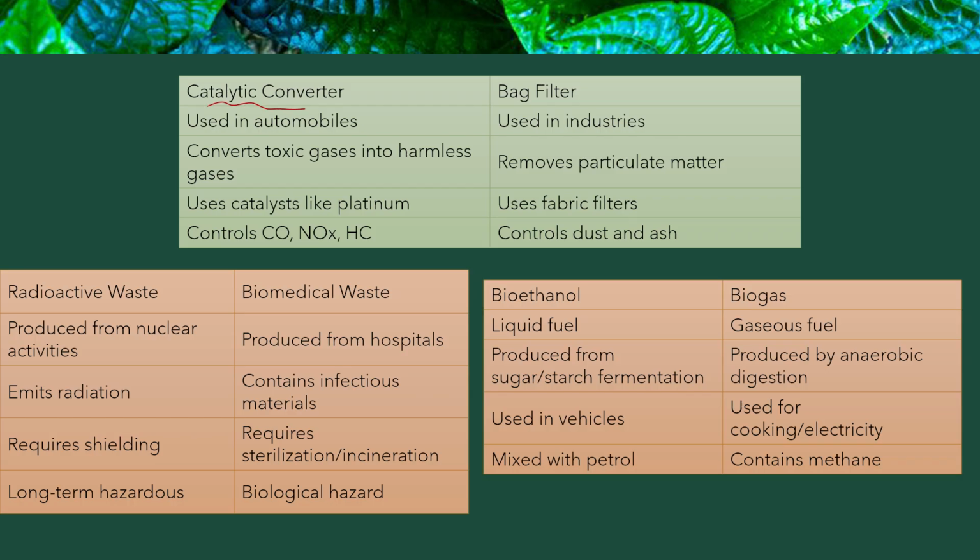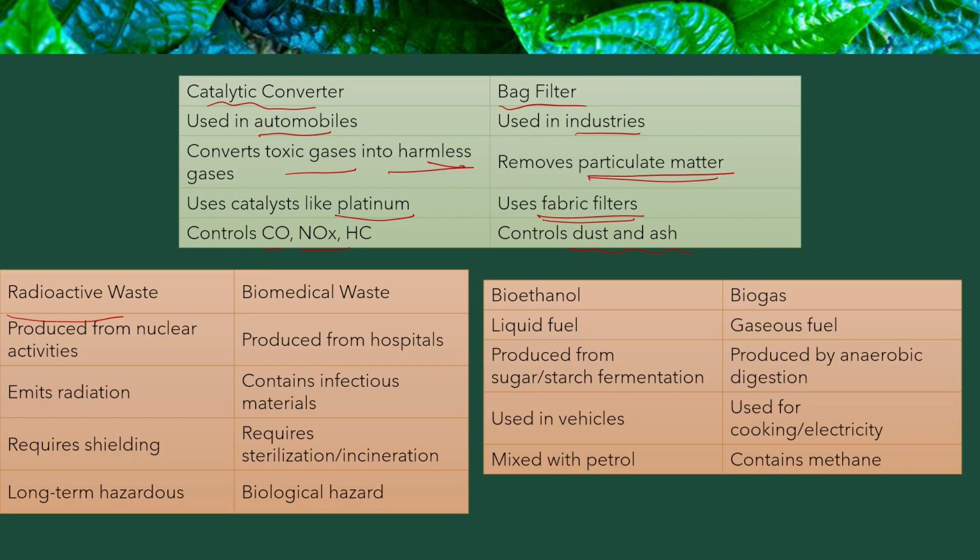First of all, catalytic converter and bag filter. A catalytic converter is used in automobiles, a bag filter is used in industries. It converts your toxic gases to harmless gases. It removes particulate matter. It uses catalysts like platinum. It uses fabric filters. It controls carbon monoxide and other gases, whereas a bag filter is used for controlling dust and ash.